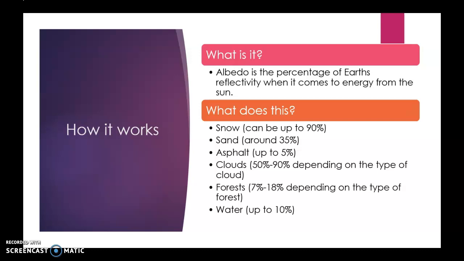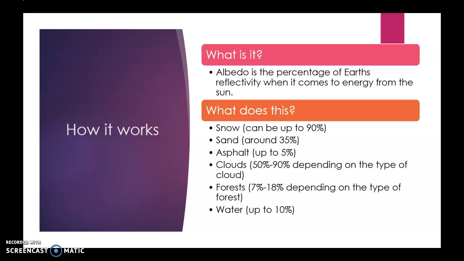Snow and ice can reflect up to 90%. Sand can reflect around 35%. Asphalt, because it's black and it soaks up the heat, is up to about 5%. Clouds, depending on the type, are 50 to 90% reflectivity. Forests, depending on the type of forests, are different, between 7 and 18%. That's rainforest, deciduous forests, coniferous forests.